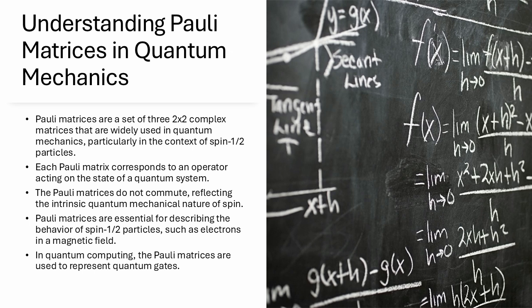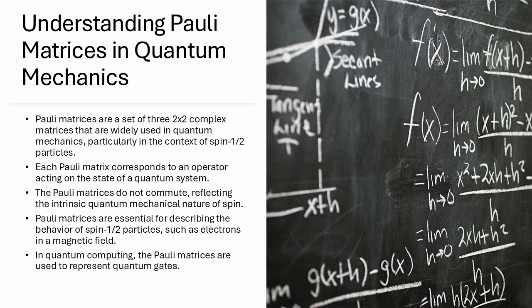Hey, it's great to be here. You're right. Pauli matrices are really fundamental to understanding spin. Think of them as a set of three special 2x2 matrices, and they give us this mathematical language to describe how spin works. They're actually named after Wolfgang Pauli, who was a pioneer in quantum mechanics, and they're essential tools in our quantum toolbox.